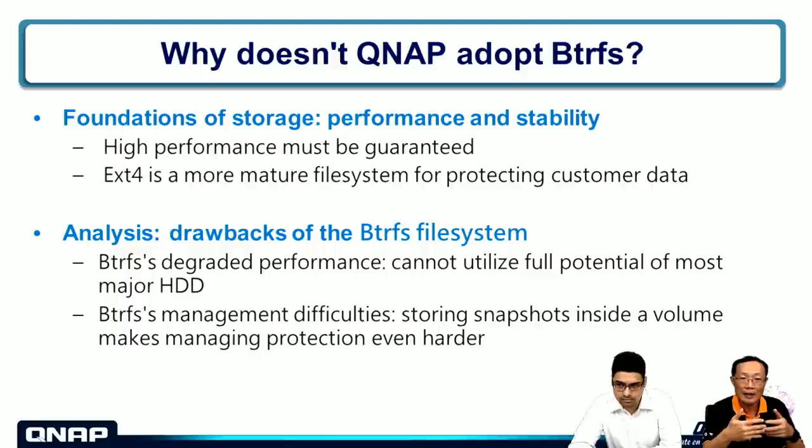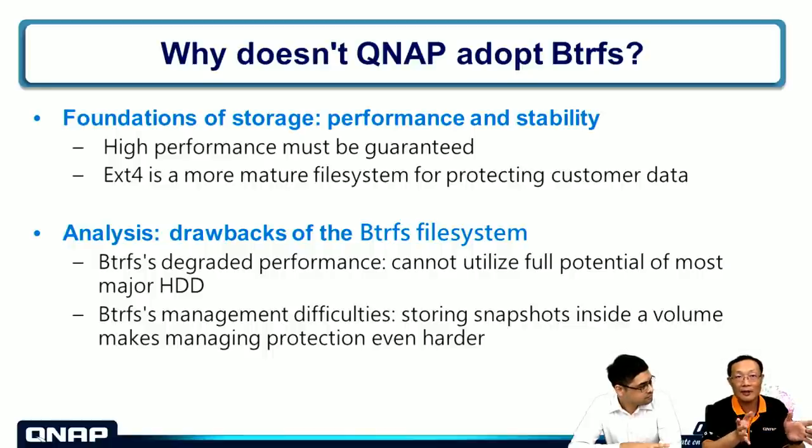So all the access for multiple users needs to be guaranteed with a certain latency or performance. And also, during our evaluation, we found QEXT4, the file system we are using, is more mature and more stable. Why do we say that? Because after our analysis, the BTRFS file system has two major drawbacks. The first drawback is the performance. Even when we use high-end storage devices, we still get degraded performance.